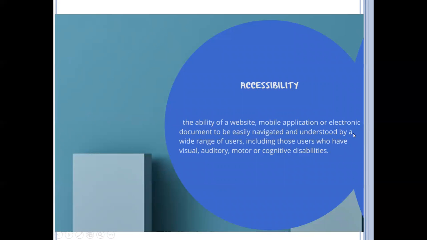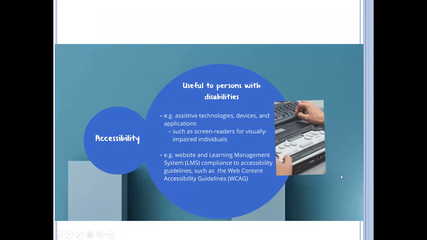Well then, what does accessibility mean then? Accessibility refers to the ability of a website, mobile application, or electronic document to be easily navigated and understood by a wide range of users, including those users who have visual, auditory, motor, or cognitive disabilities. Accessibility, in other words, is useful to persons with disabilities.